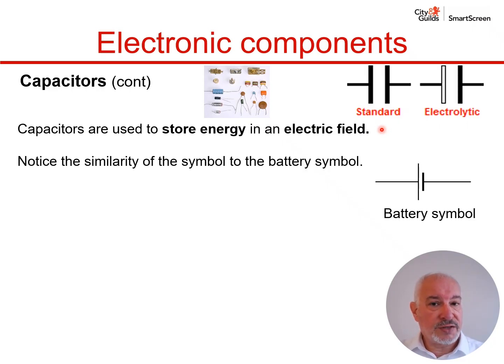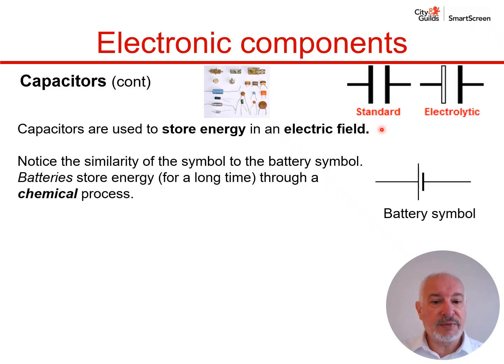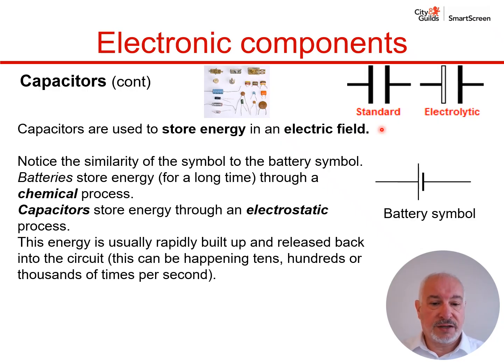So the important thing to see here though is that the similarity is that batteries also store energy. They store energy for a long time through a chemical process. So it's for a long time and it's by a different process. It's a chemical process in a battery. But with a capacitor, they store energy through an electrostatic process.